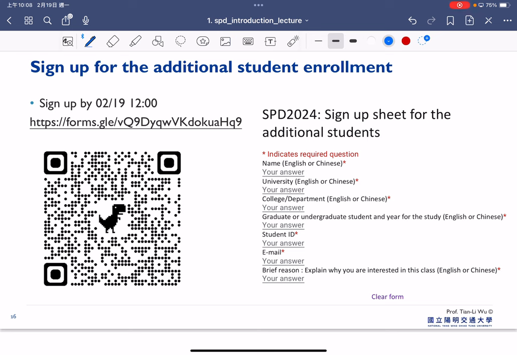The main bottleneck that probably I cannot approve everyone is the size of this class. You can see that the size of this class, I think, is already one of the biggest classrooms in NYCU. There are some larger ones, like the one in the seminar room, that's a bigger one.